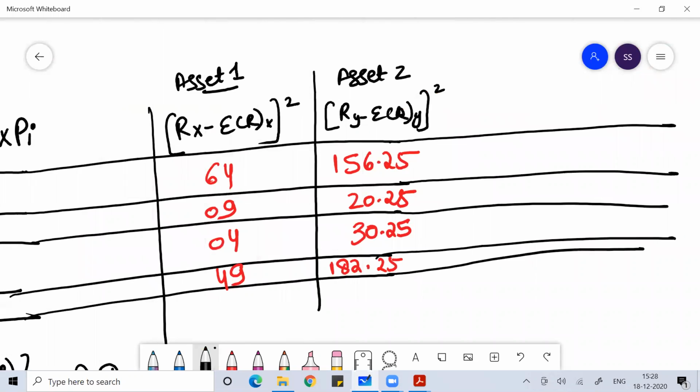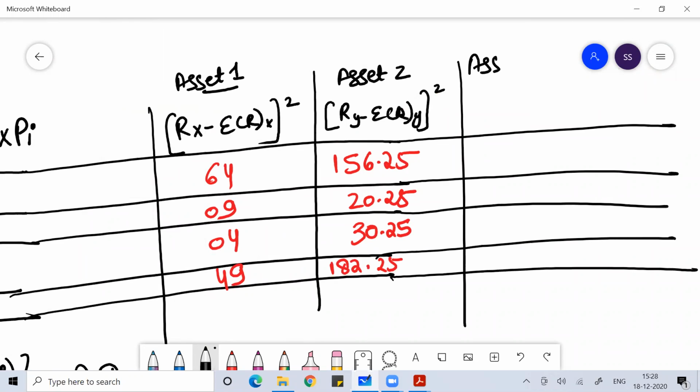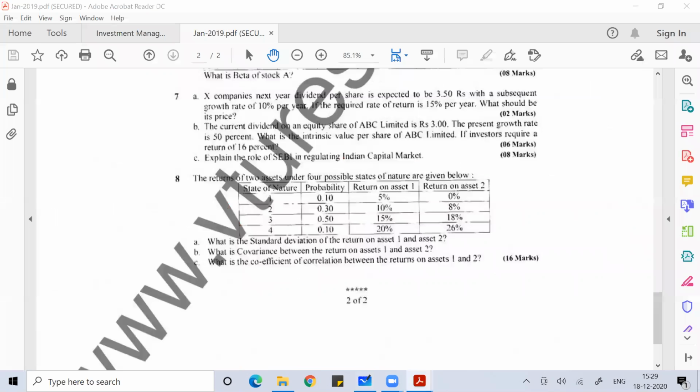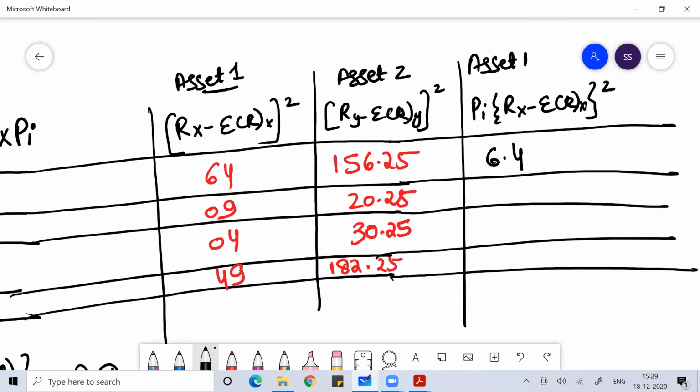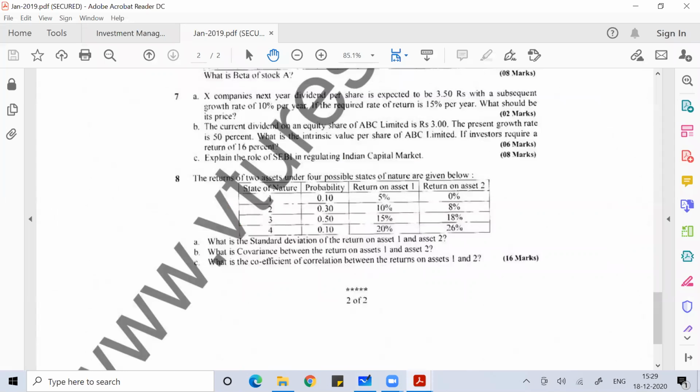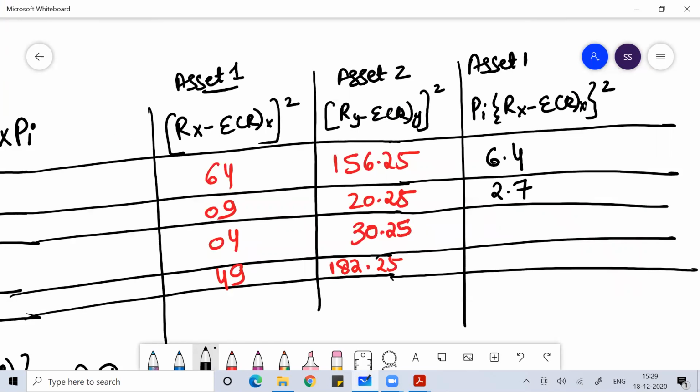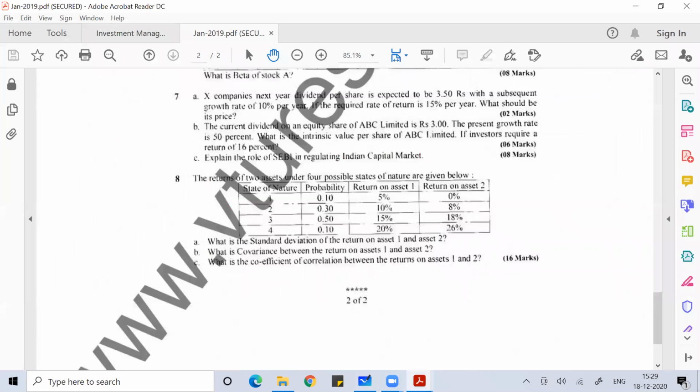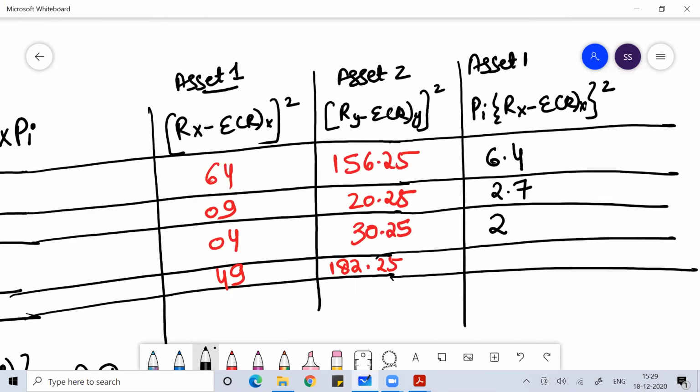Anyone, any doubt? Now for asset 1, multiply the probability with (Rx minus ERx) whole square. Multiply with the probability: 64 into 0.1 means 6.4. 9 into 0.3, that is 2.7. Then 4 into 0.5 means 2. Then 49 into 0.1, 4.9. Clear everyone?